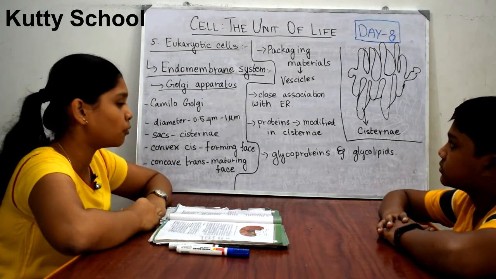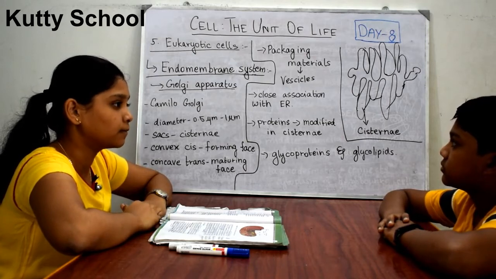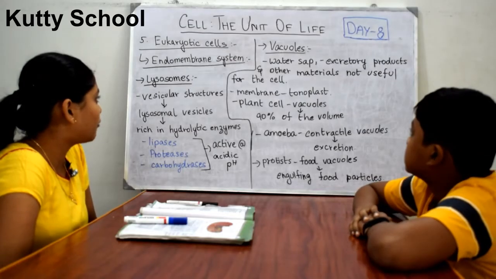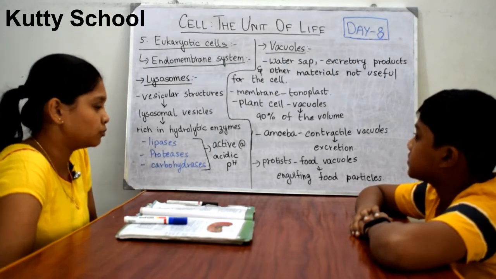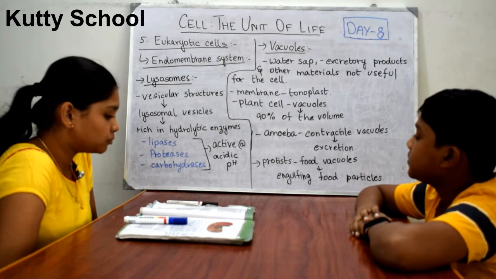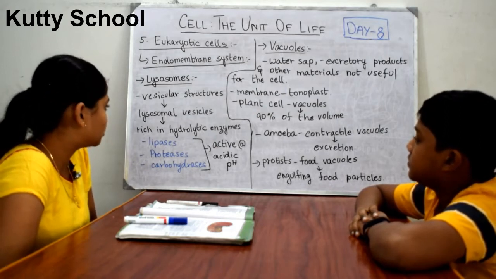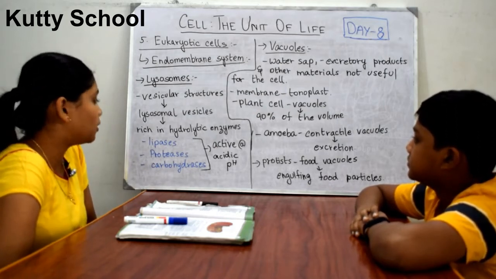Next we'll discuss lysosomes, what they do and everything. In the endomembrane system, after the Golgi apparatus and the endoplasmic reticulum, we are going to see about lysosomes. These lysosomes are membrane-bound vesicular structures, which are also known as lysosomal vesicles.